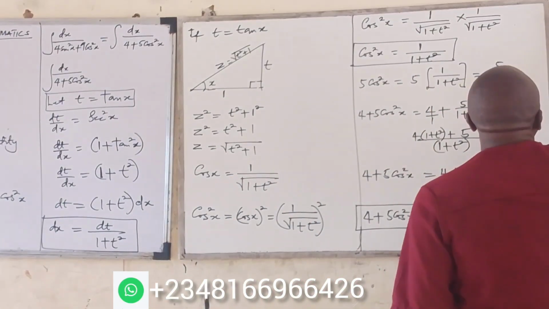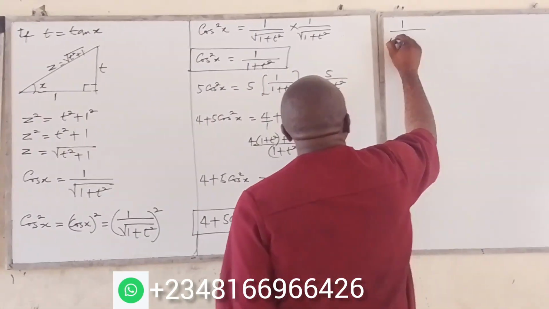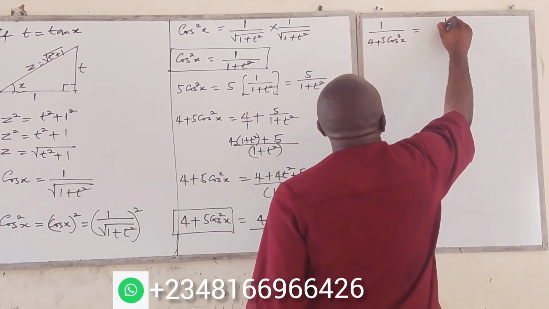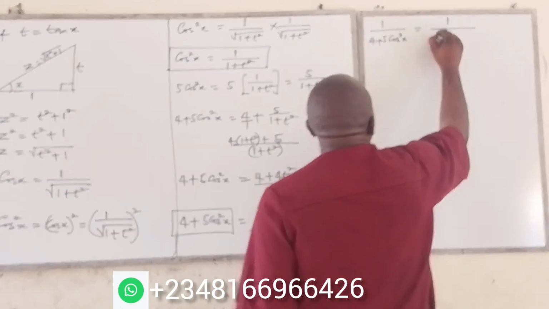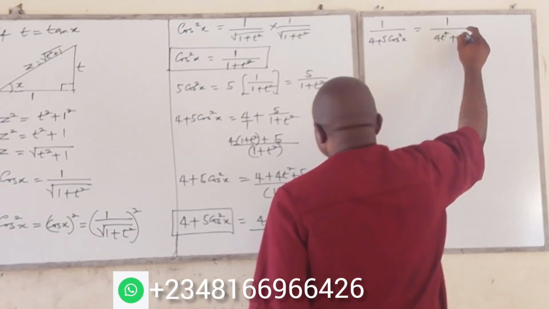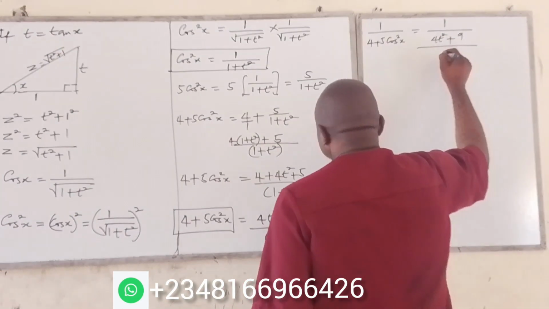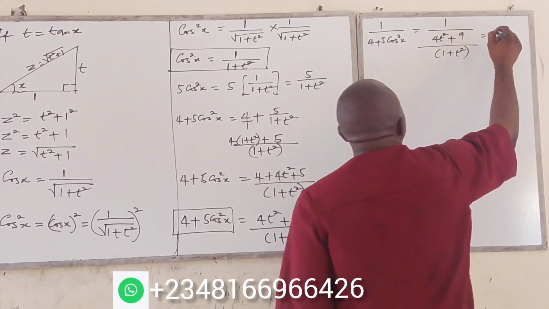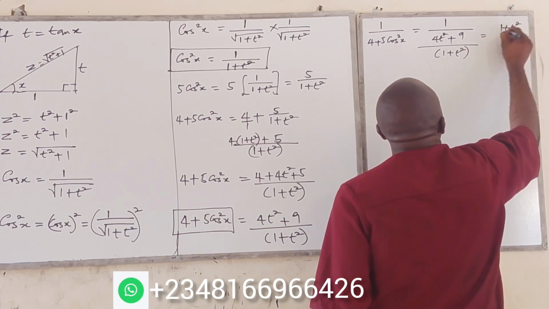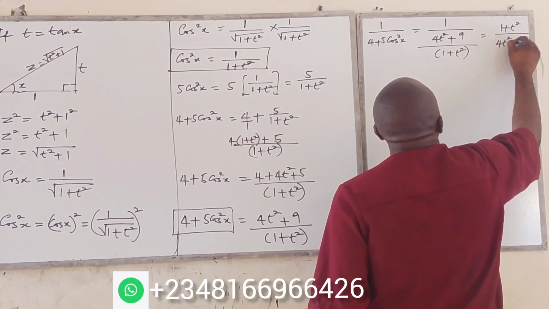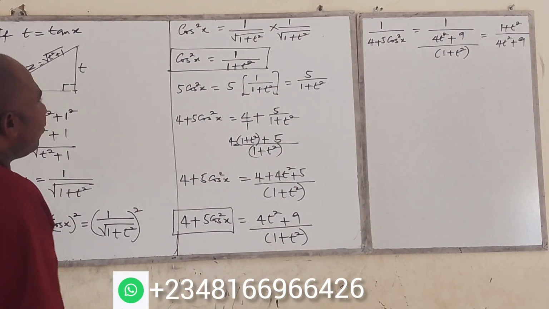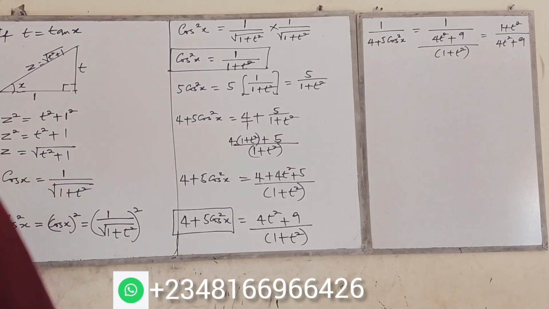So 1 all over 4 plus 5 cos square x will be equal to 1 all over (4t squared plus 9) divided by (1 plus t squared). This will give us (1 plus t squared) divided by (4t squared plus 9). So now we have the value of 1 all over 4 plus 5 cos square x, which is the whole of this. Now let's bring out the integral.